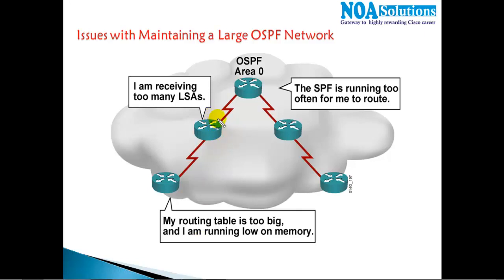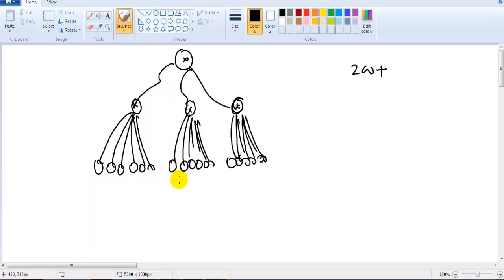Okay, so that's what you can see here. Mostly these routers say, I'm receiving too many LSAs, link state advertisements, and the core router says my SPF algorithm is running too many times. And then the access level routers do not have enough memory to maintain such a big database or routing tables. So what's the solution for this? This is the problem and we need a solution to fix this.